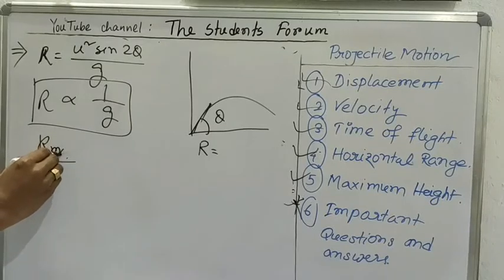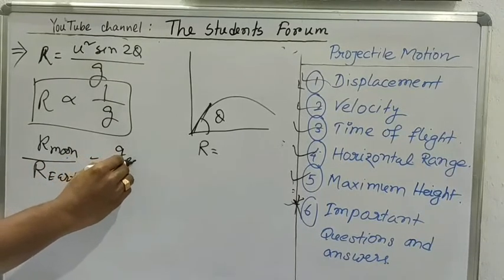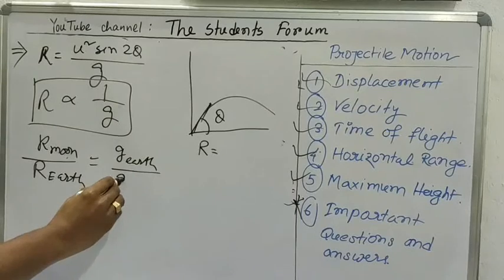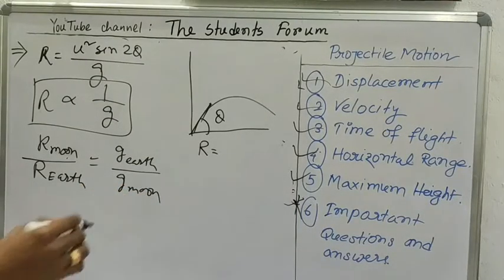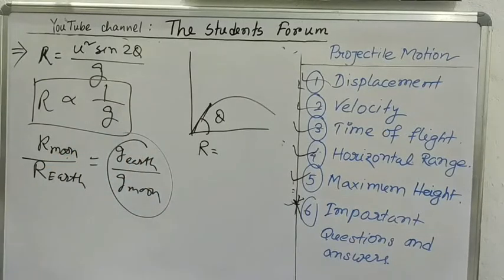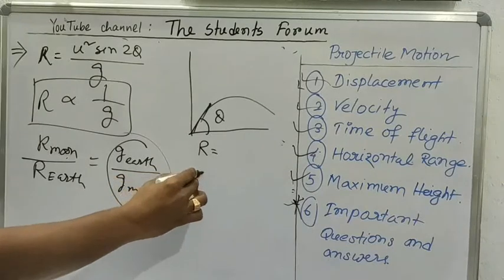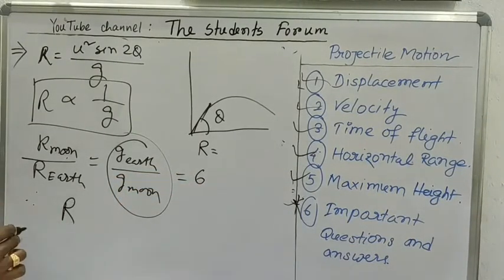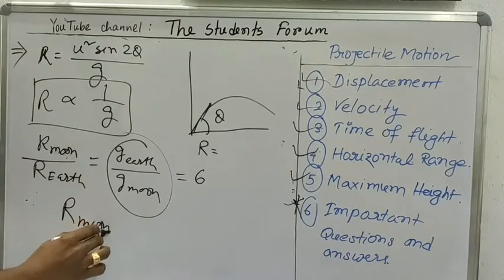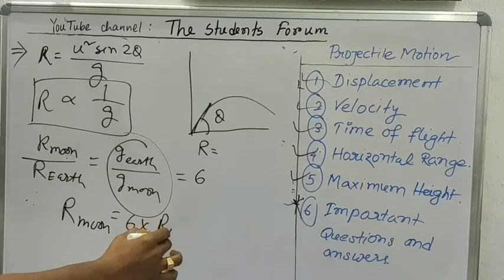So r at moon divided by r at earth is given by g at earth by g at moon. As we know, this relation of g earth to moon is around 6. Therefore r at moon is equal to 6 into r at earth.